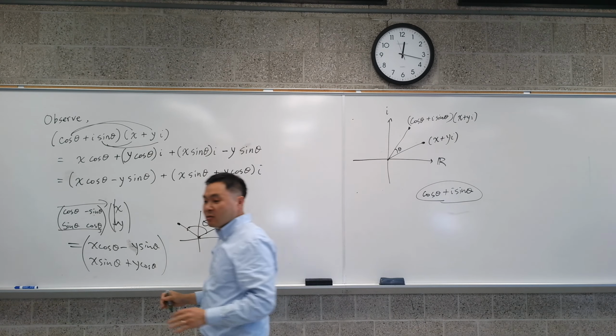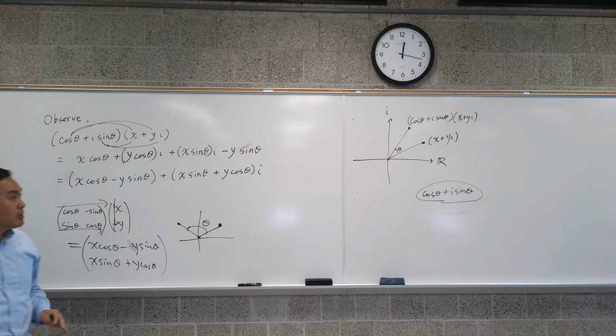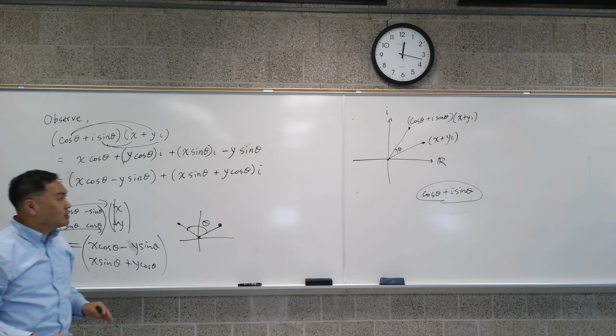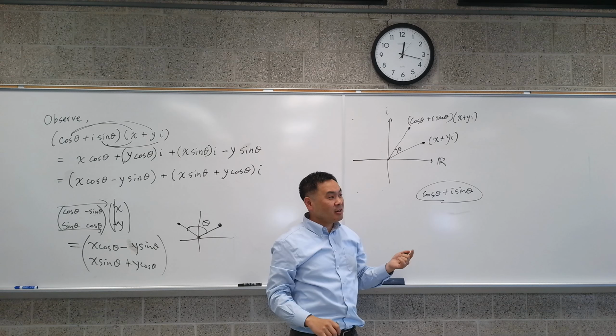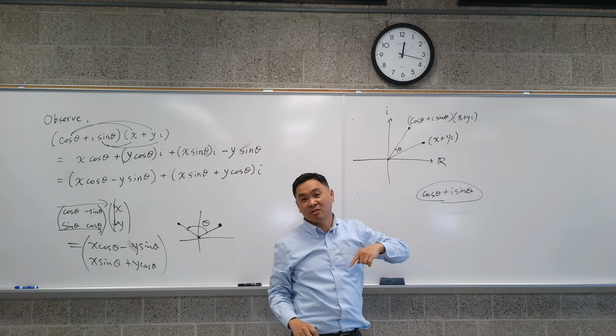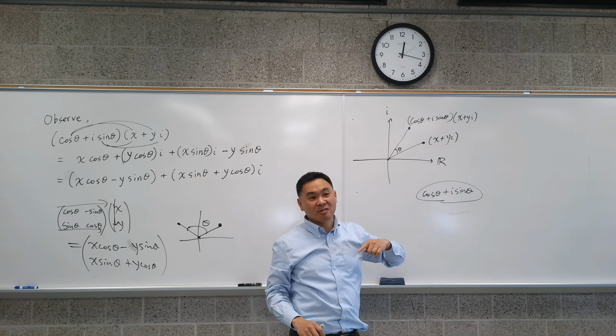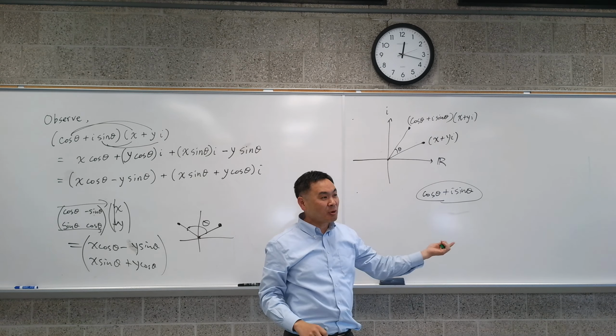In other words, multiplication in the complex plane has the role of rotation. Okay, the multiplication of complex numbers rotates things. Now, a well-known example of this is when theta is 90 degrees.